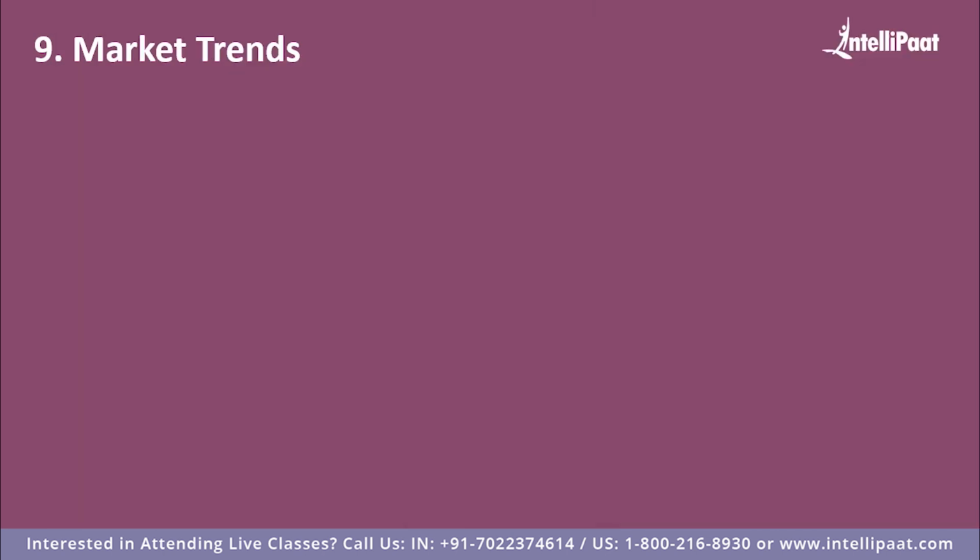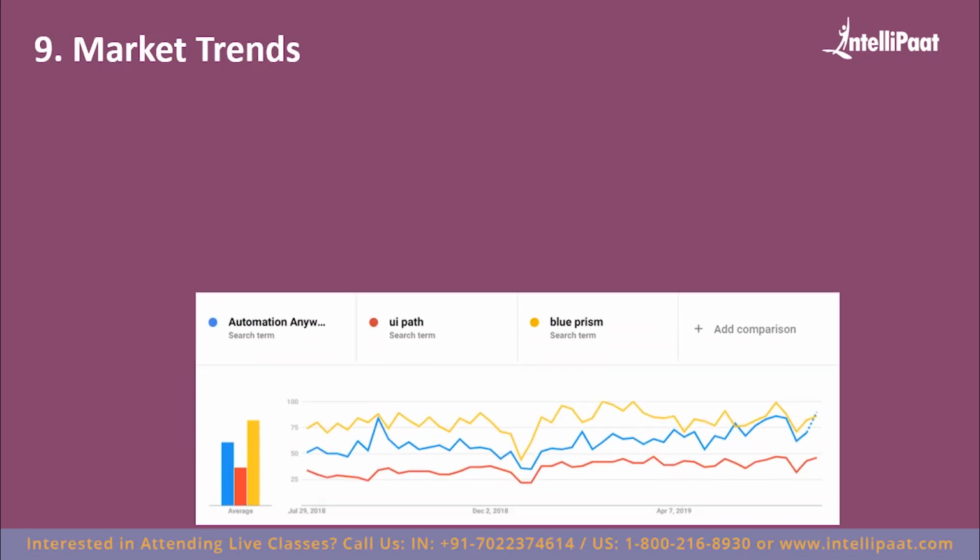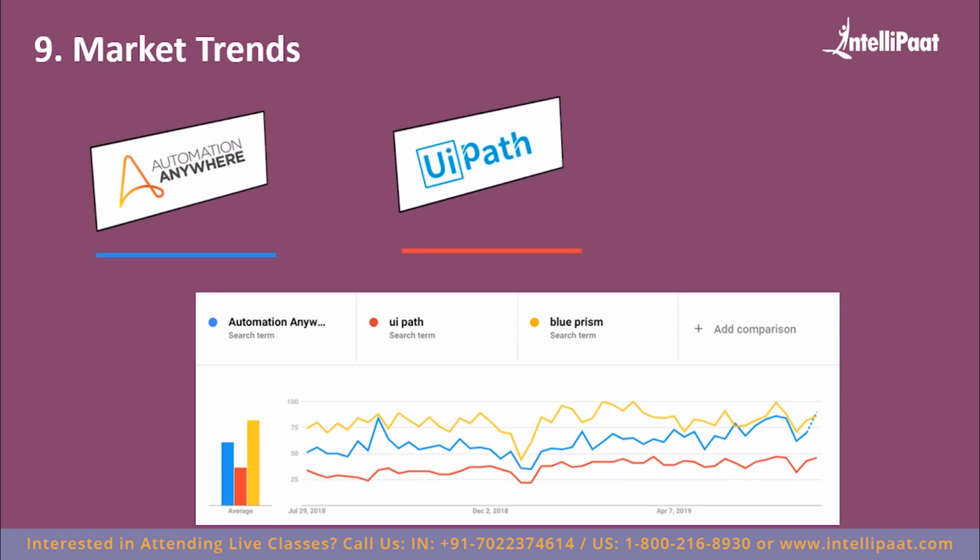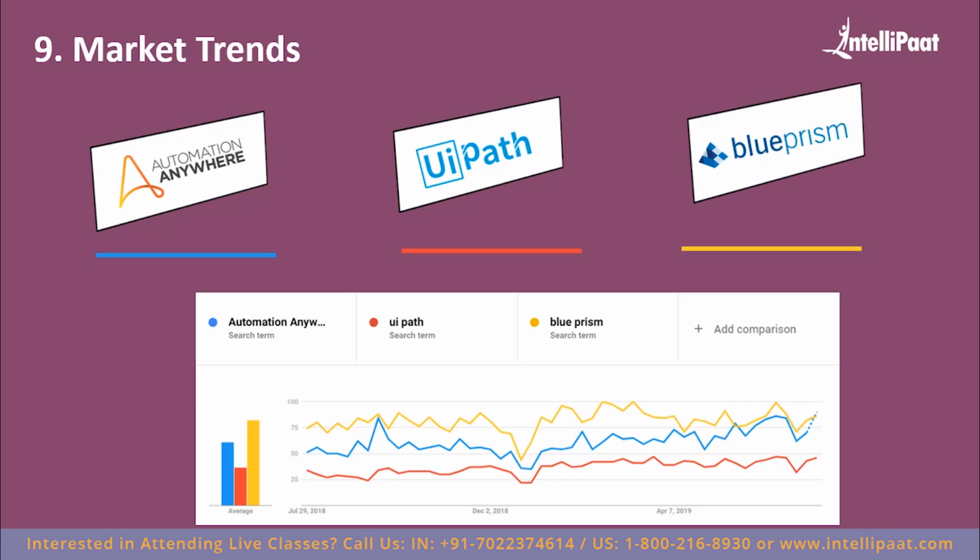Now let's talk about the market trends. What I mean by market trends is which tools are having more searches, what people are searching now, what people are working with right now, where are more jobs, and other things related to the market. So the market trend right now, as you can see from the graph, is clear. Automation Anywhere is the blue line, UiPath is the red line, and BluePrism is the yellow line. As you can see, the yellow line is above all of the rest.